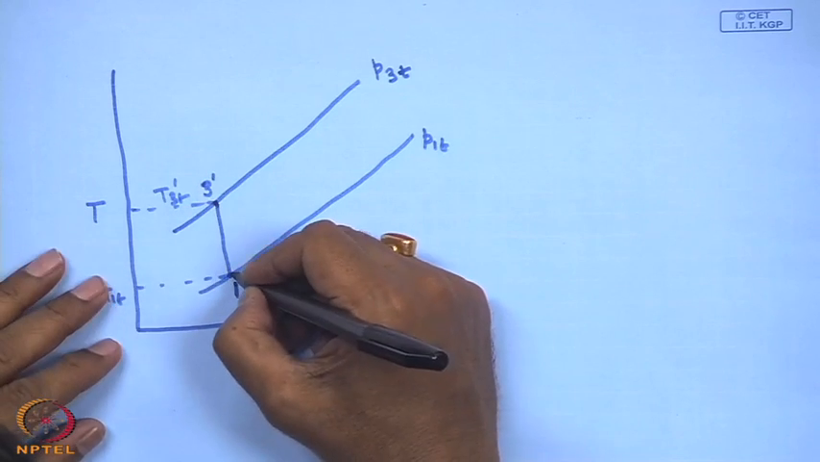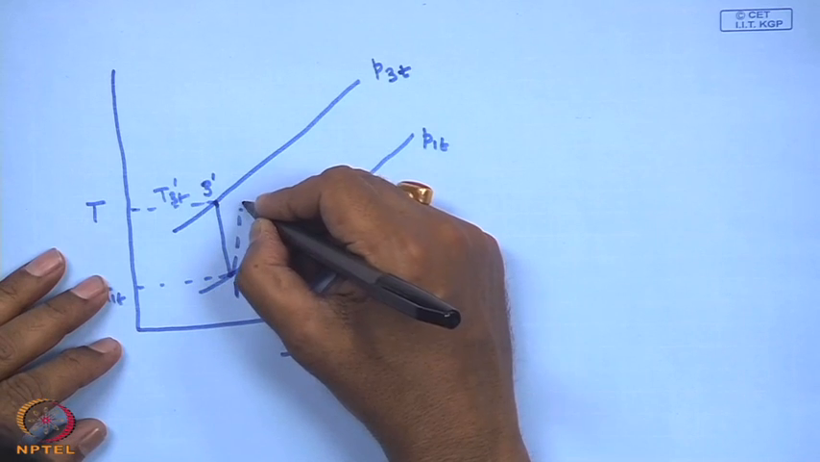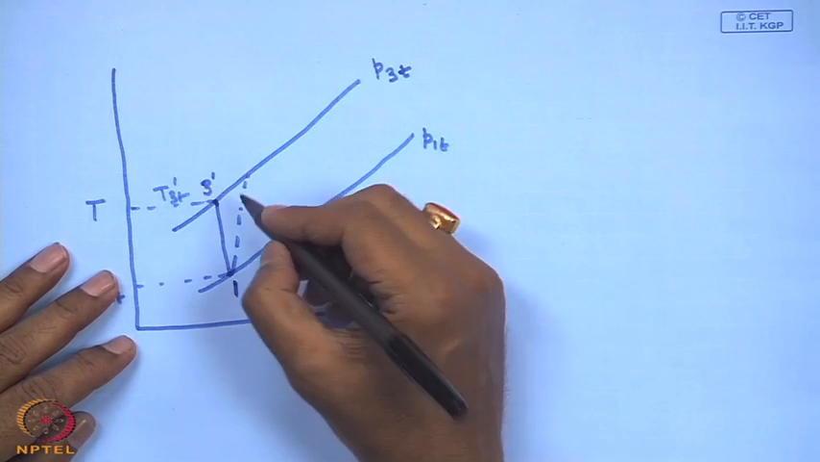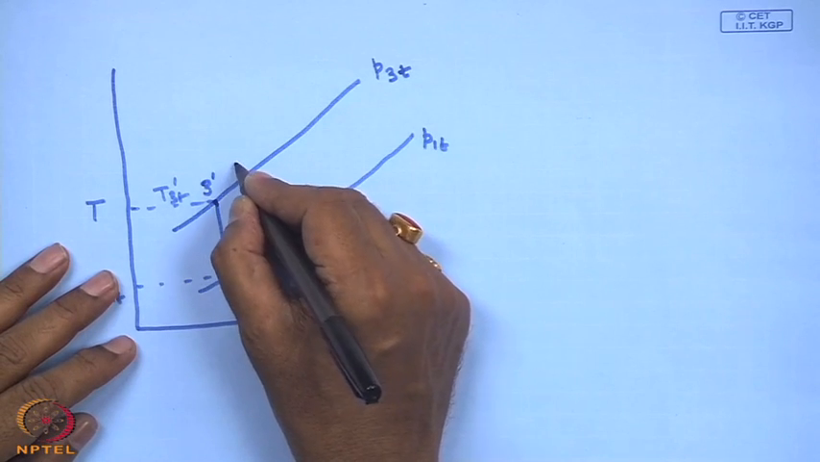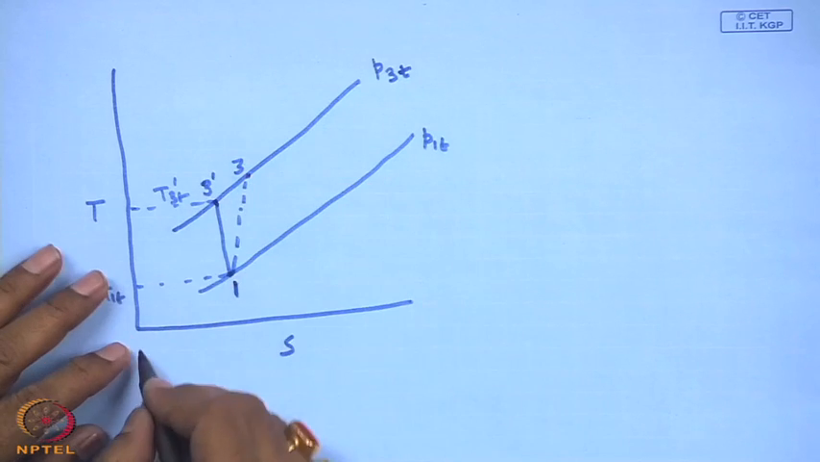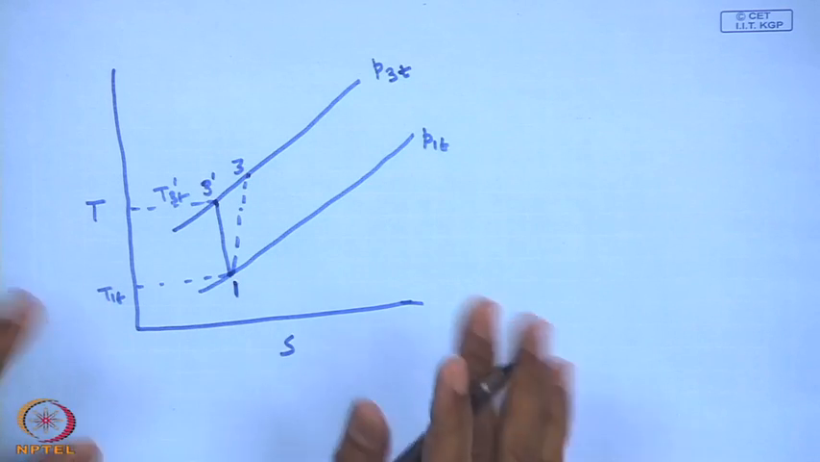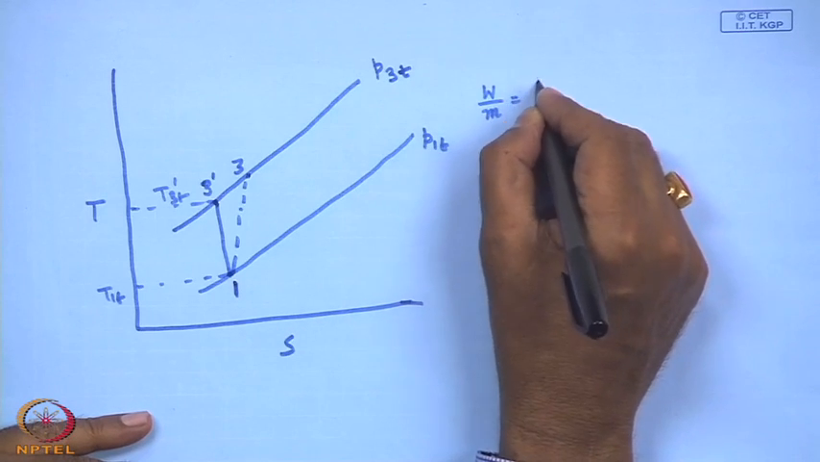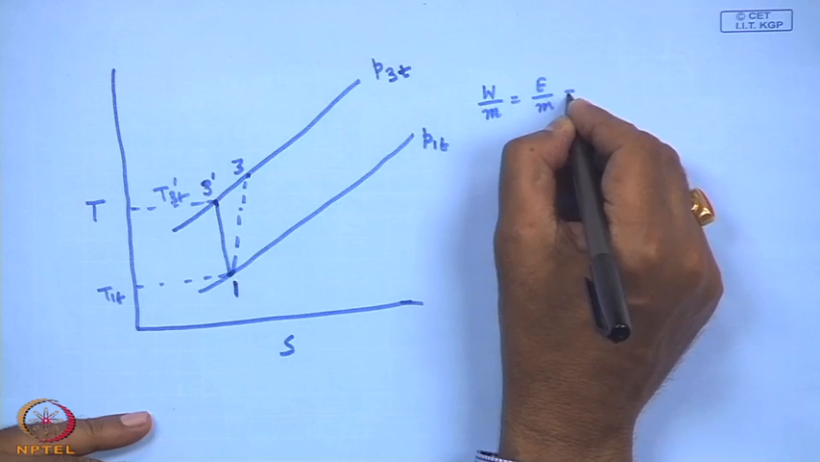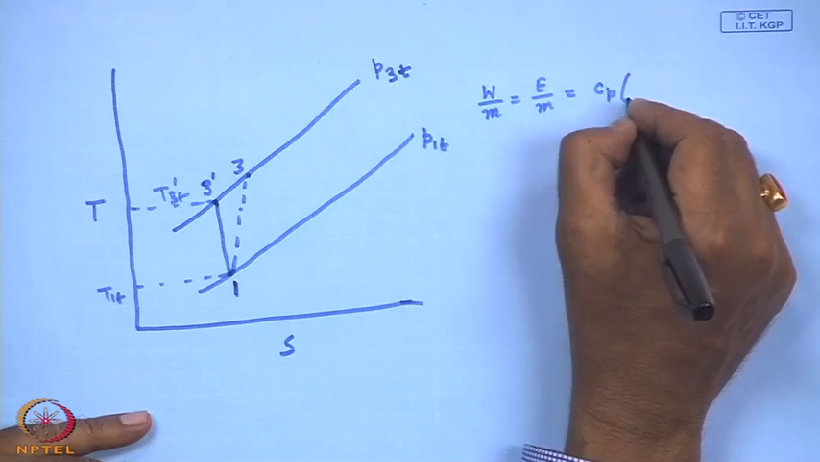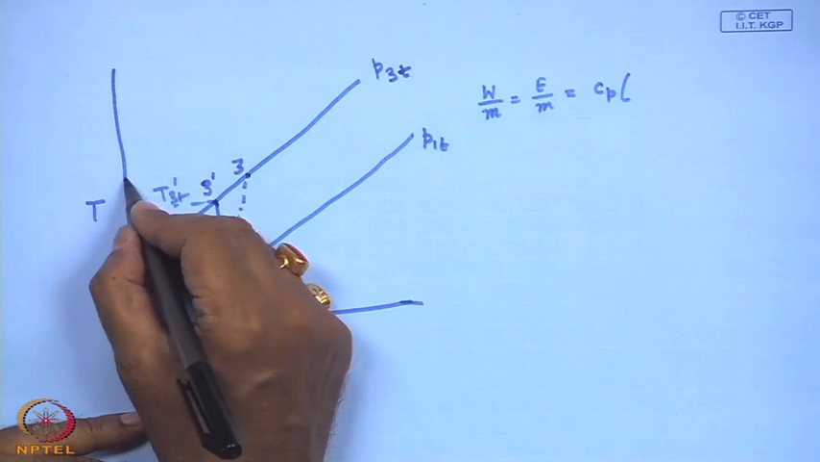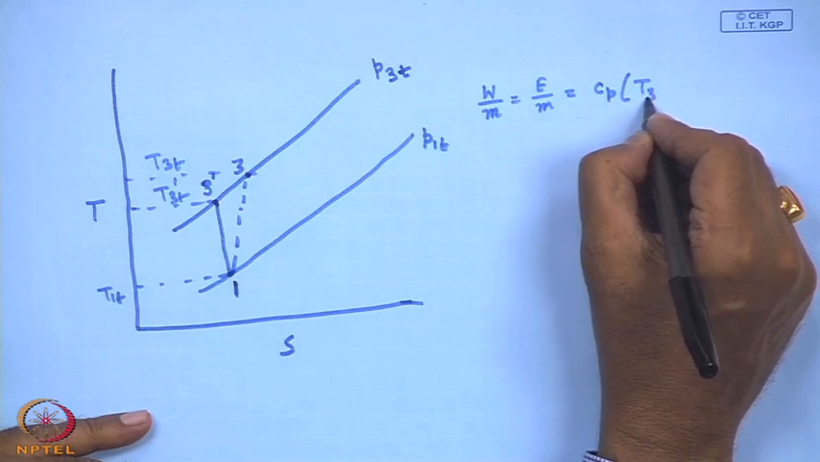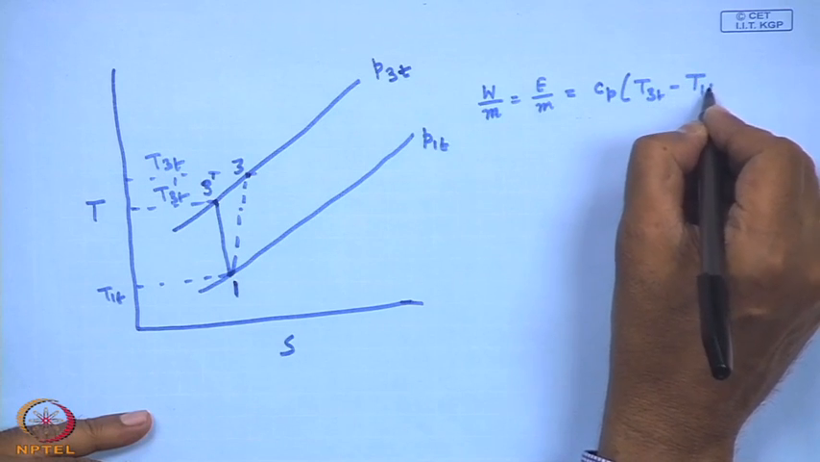This is an ideal process, and the actual process incurs internal irreversibility due to fluid friction and internal heat transfer due to temperature gradient, and we land up at the actual point 3, which lies right this way, reducing the efficiency. Now, the work per unit mass, or energy per unit mass, from the steady flow energy equation is Cp into T3T minus T1T.